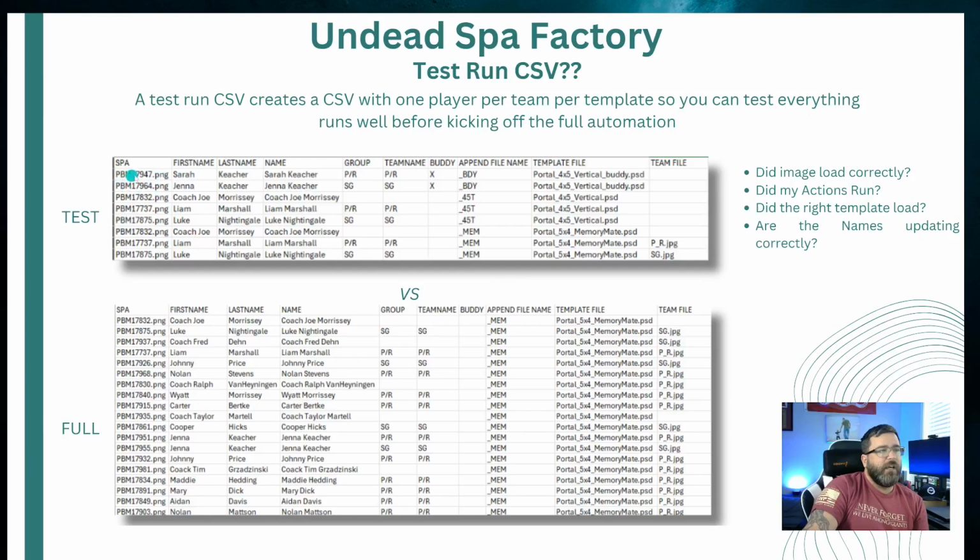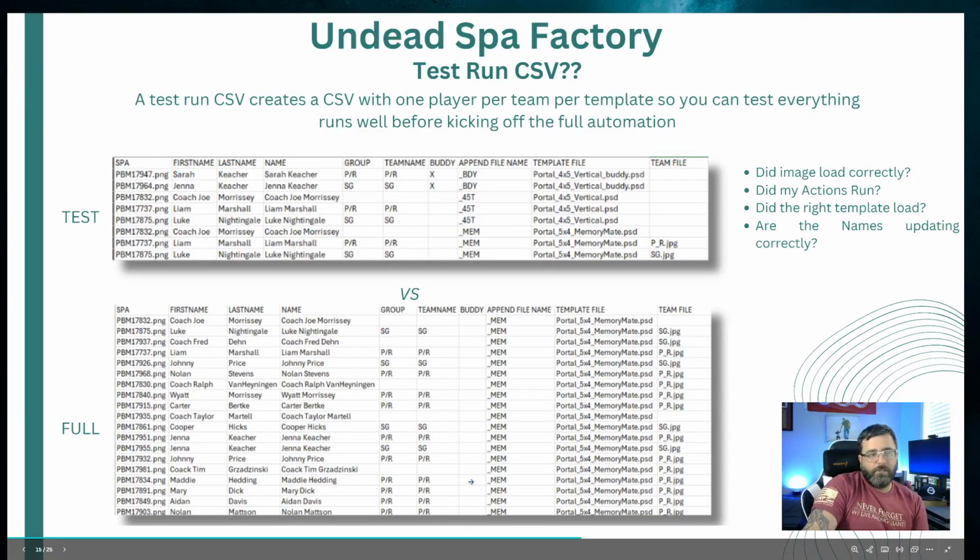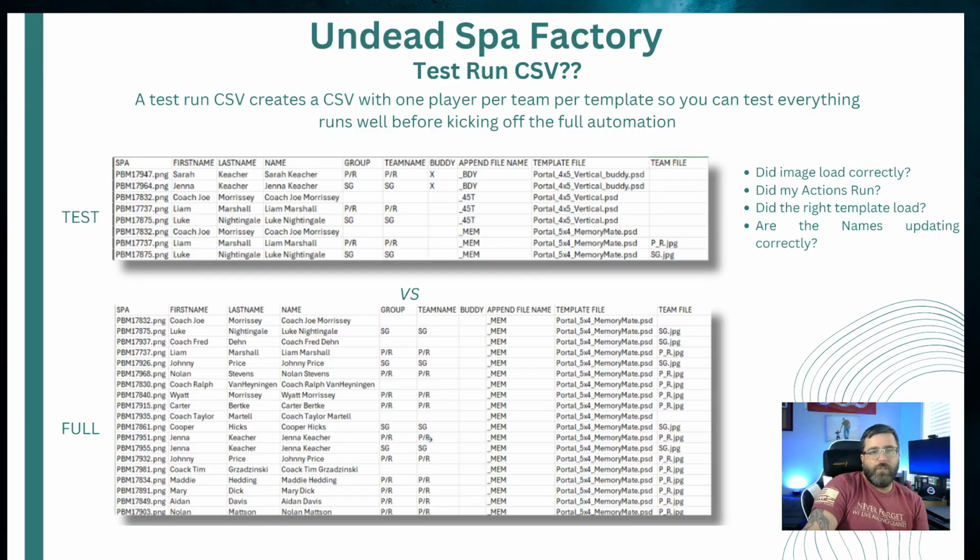So right here, you can see I've got this Sarah. She's on this team. She is a buddy image. So this is for 1 team, right? 1 player per team per template. So if I can run this with 0 issues, that's telling me that my actions are kicking off. It's loading the correct team file. It's loading all of the player data correctly. Then I can feel confident that my full run CSV of my 8,000 images is going to run fine as well. I'd rather run these 8 images right here and find my errors than run 8,000 and figure out there were errors. So this gives you a way to do both at once.